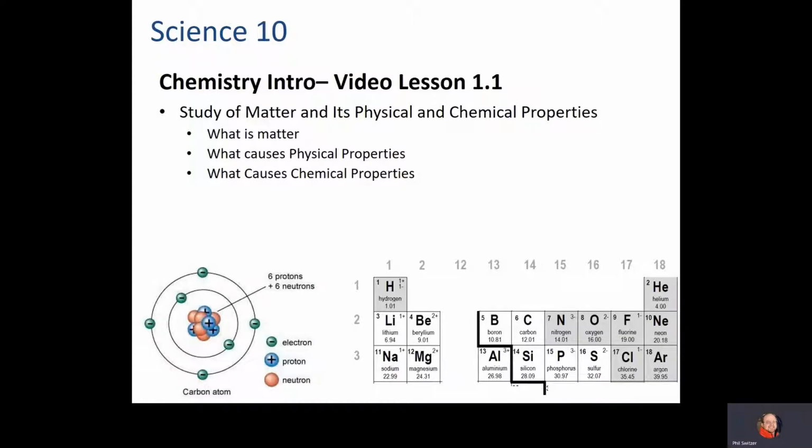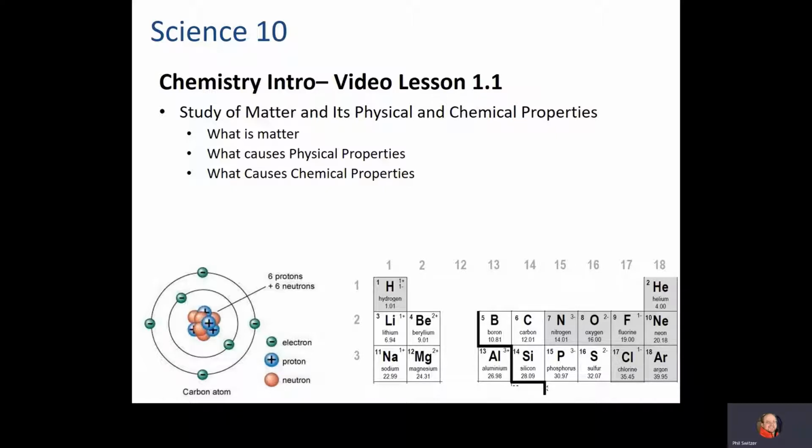So in this video, we're going to learn those three key things. First of all, what is matter? Second, what causes those physical properties that you just saw, the color and the ability for those metals to be so bendable and malleable? And third, what causes chemical properties? What caused that fire? Why are some substances chemically reactive?